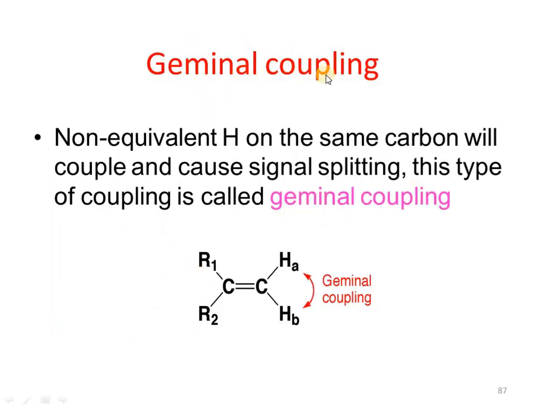Similarly, geminal coupling is when non-equivalent protons on the same carbon couple and cause signal splitting. This type of coupling is called geminal coupling. These two protons attached to a double bonded carbon are the geminal protons, the protons attached to the same carbon. In vicinal coupling they are attached to adjacent carbons, but in geminal coupling the protons are attached to the same carbon.